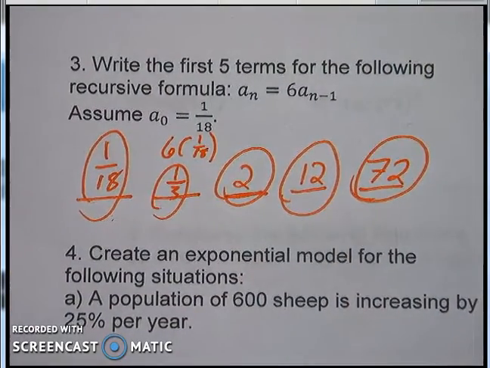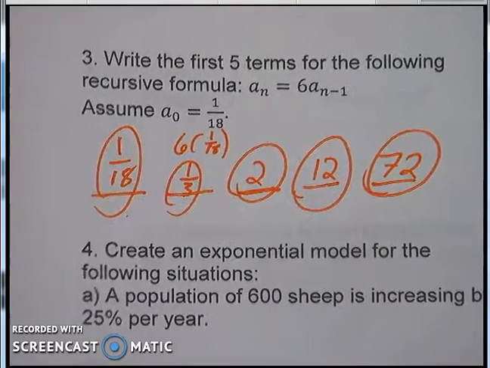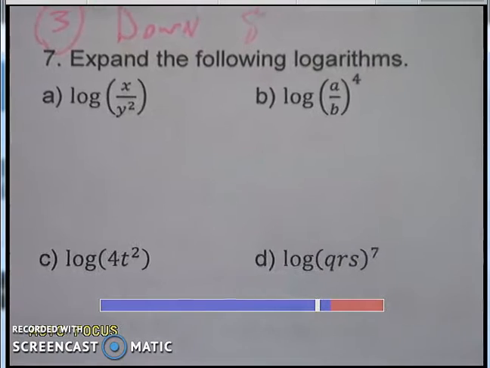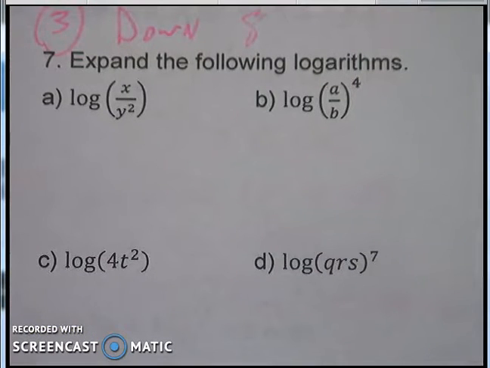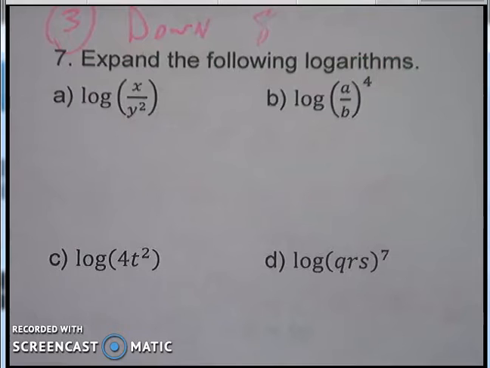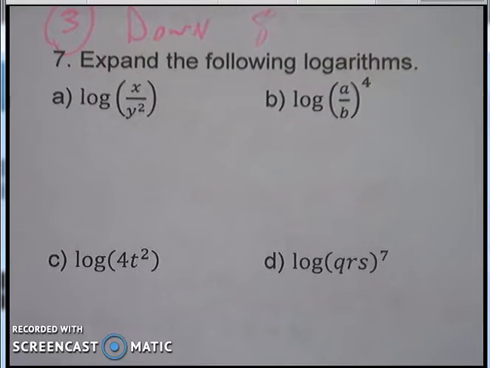So that's number 3. The next one I'm going to look at on this test review is number 7, which is expanding logarithms. And the rule to remember when you're expanding these logarithms: division signs become minus signs, and multiplication signs become addition signs.